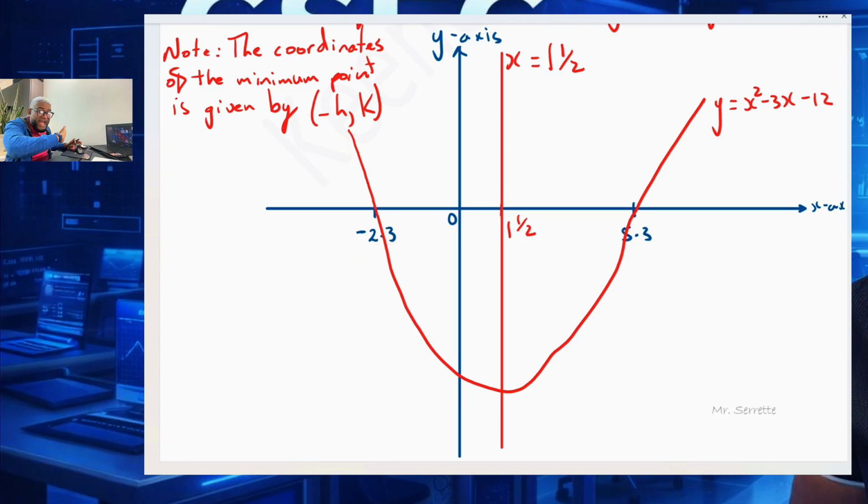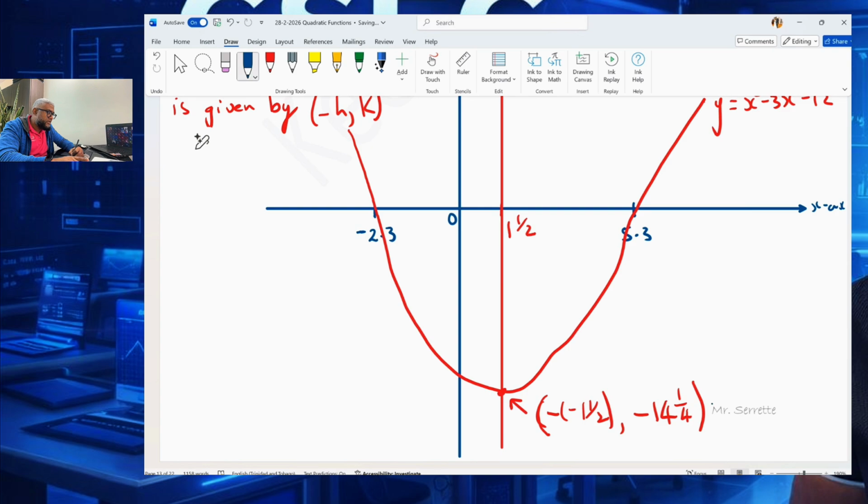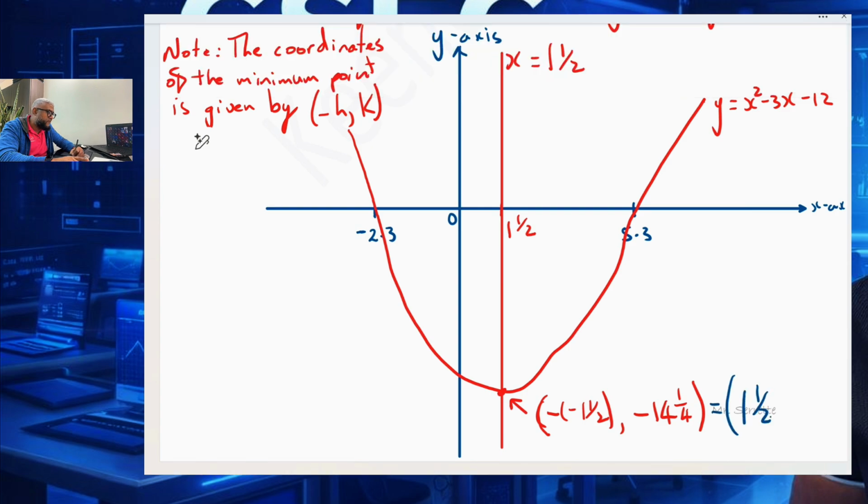They did not ask us to show the coordinates of the minimum point, so I don't need to put it in. But the coordinates of this minimum point would have been negative h, which will be negative of negative 1.5, comma, negative 14 and a quarter, which is what we worked out above. A negative and a negative would have been a positive. This is just a bonus to the question. So this will be 1.5, comma, negative 14 and a quarter. I just want to show you how the question makes sense. Negative 14 and a quarter is somewhere quite down there.